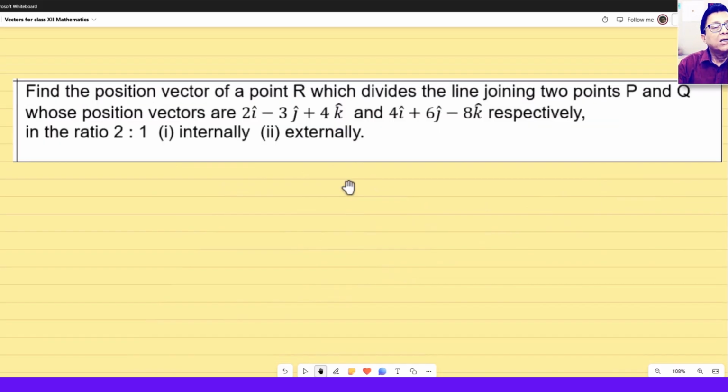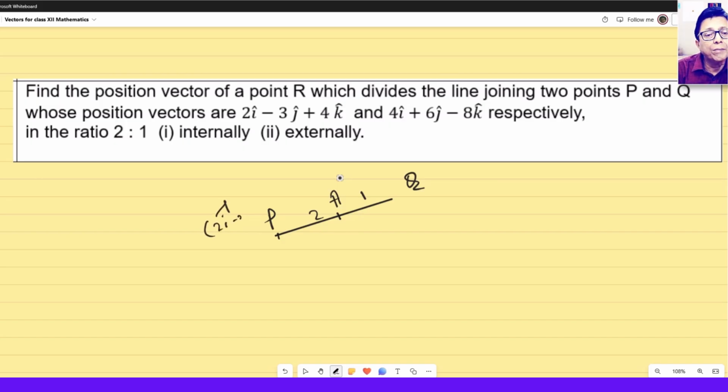Okay. Now the problem is to find the position vector of a point R which divides the line segment joining two points P and Q in the ratio 2:1 internally. This part is 2 and this part is 1. Very simple. P's position vector is given as 2i and Q also, you know, 4i.